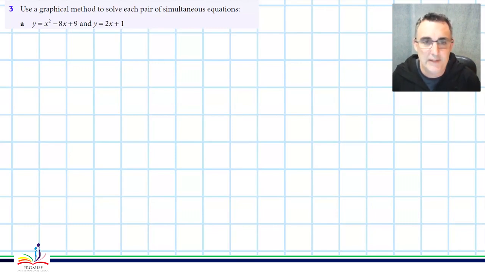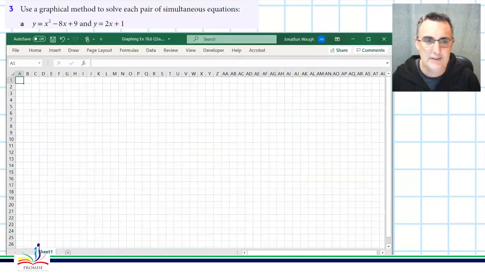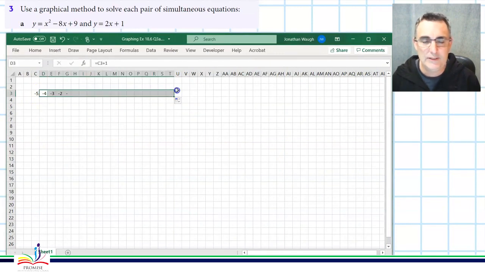So rather than manually work everything out, I'm going to get Excel to do a lot of the hard work for us. So open Excel. We need a bunch of x values. Let's start at -5. And the next cell along, we're just going to take the previous cell and add one and then spread it out. And we've got a bunch of x values.